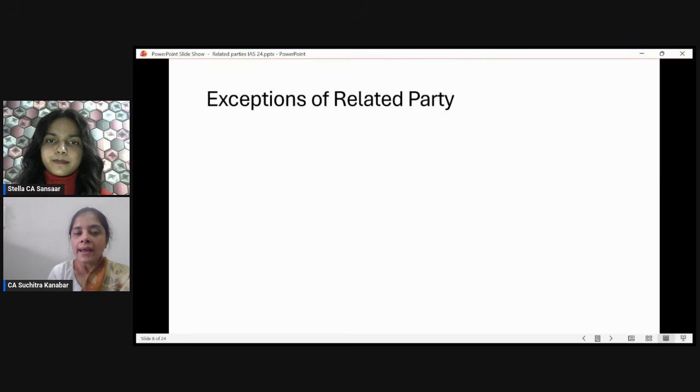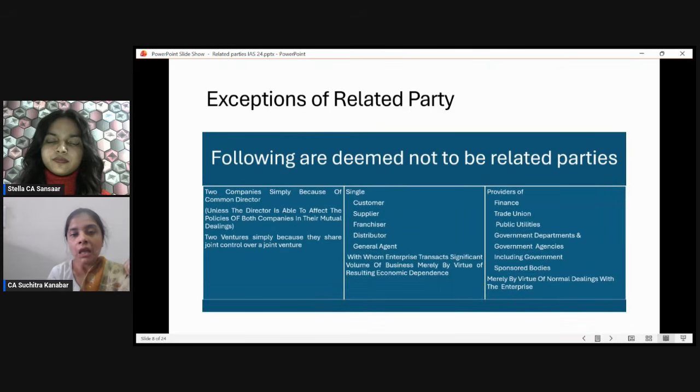Now there are clear exceptions stated of related parties. Just because two companies have the same director in common doesn't mean that both of them are related, unless the director is able to affect the policies of both the companies in their mutual dealings.